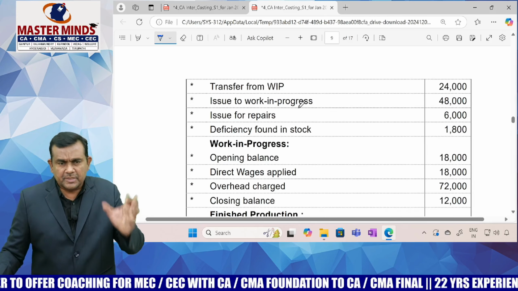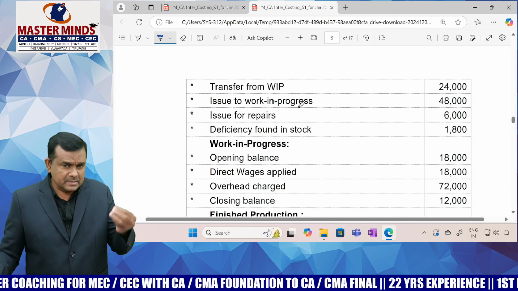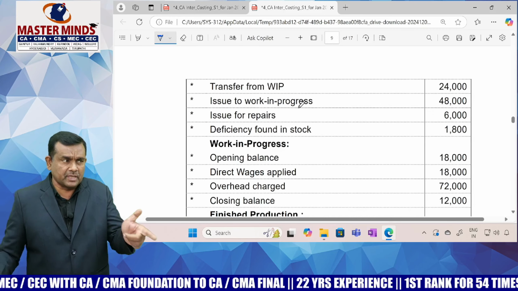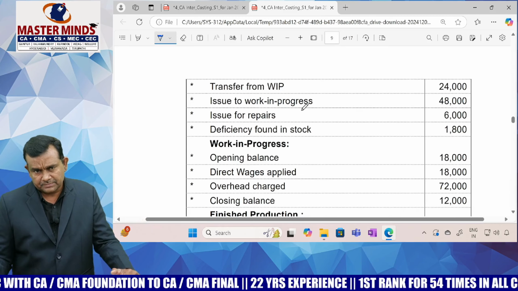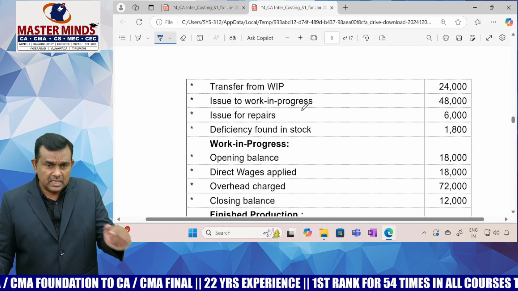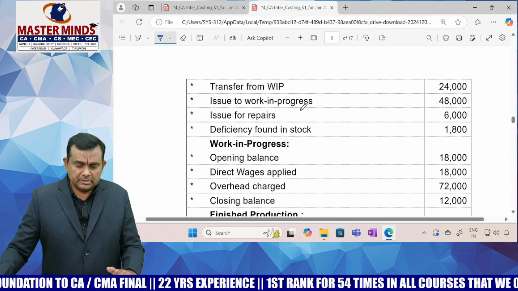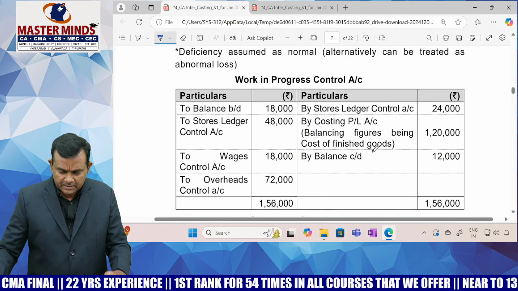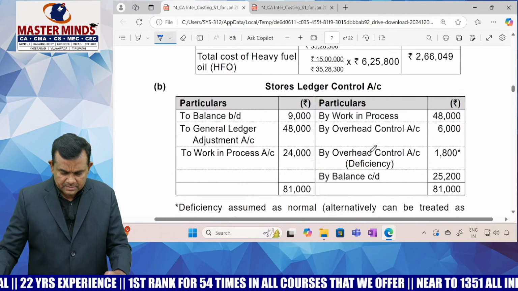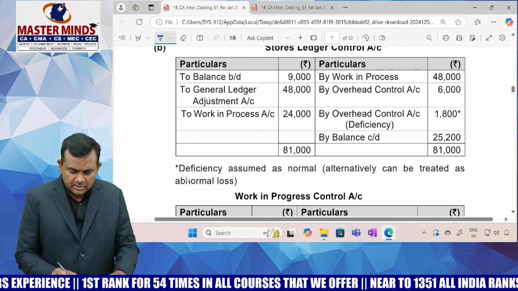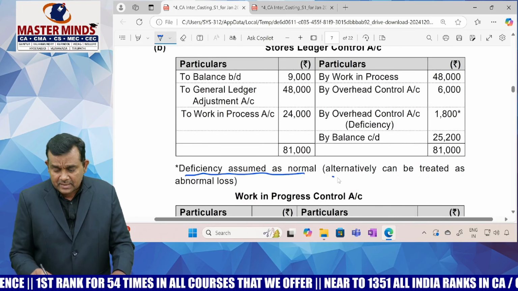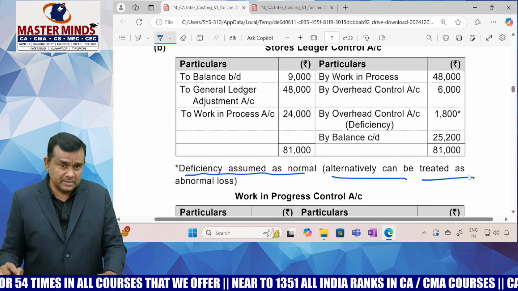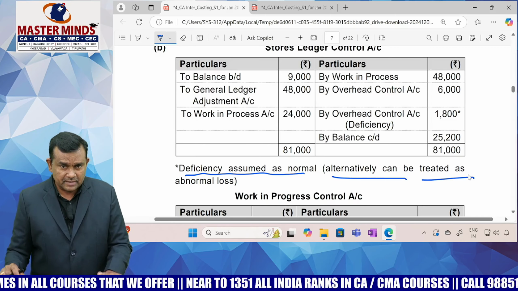So you can select any option. Some students say abnormal, some students say normal. In case of normal, the entry is factory overhead control account debit to stores ledger control account. In case of abnormal, costing P&L account debit to stores ledger control account. So in this question, see the suggested answer, sir. Here also the deficiency is assumed as normal. Alternatively, this can be treated as abnormal loss. In that case, the entry is costing P&L account debit to stores ledger control account. Have you understood, sir? Right.